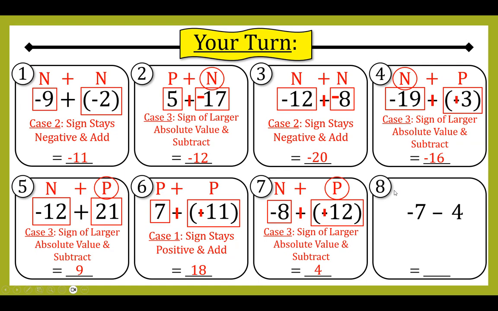Go ahead and pause. All right, so here I have negative 7 minus 4. Since it is a subtraction problem, I'm going to change it to addition. So here I'm going to add. Now it becomes negative 4 instead of positive 4. Here I have negative 7 plus negative 4. So I have a negative plus a negative. This is case number 2. The sign stays negative and I'm going to add. So I'm going to keep the negative. 7 plus 4 will give me 11. So keep the negative and my answer is negative 11.